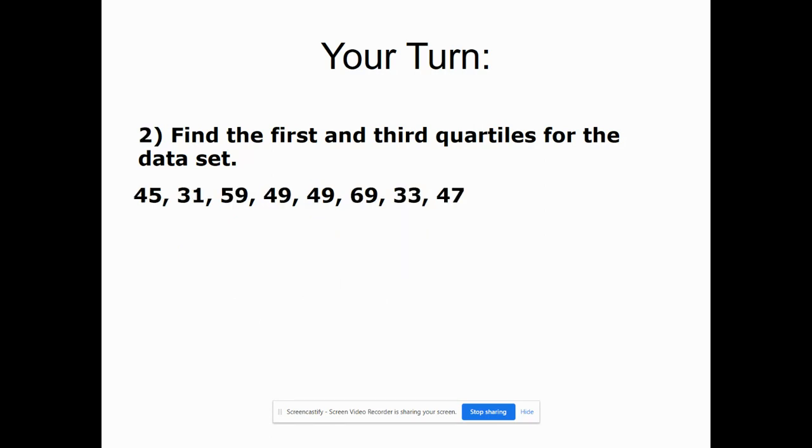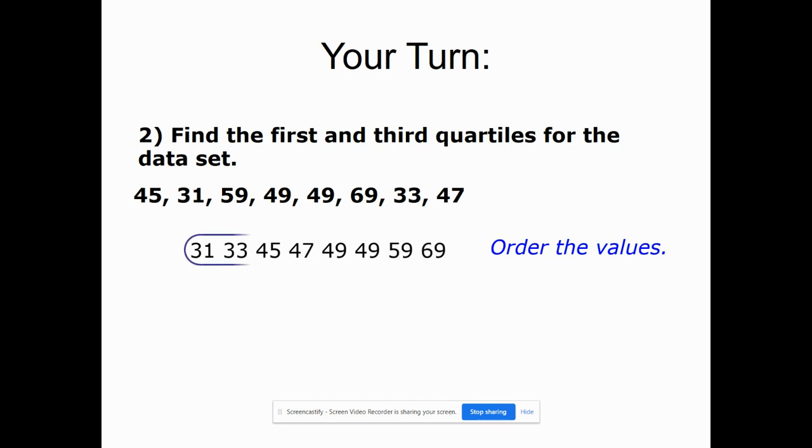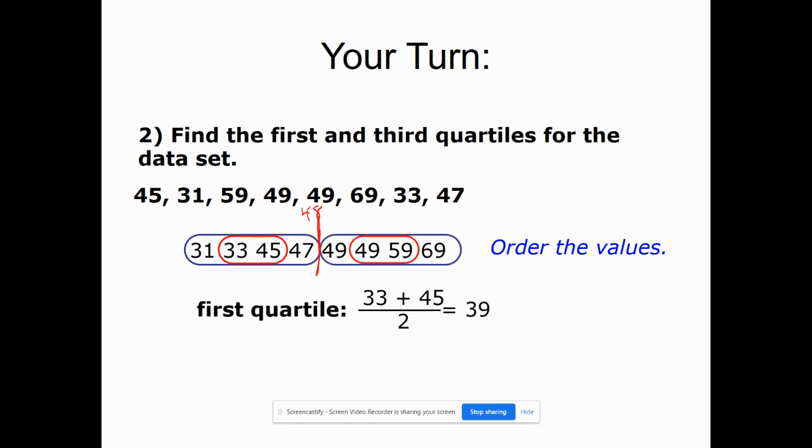For number 2, I order my data. I notice there is no middle number. So I'm going to add these two, divide by 2, and 48 is going to be my median. But for my first quartile, I have to add 33 and 45, divide by 2, and I get 39. And for my third quartile, I'm going to add 49 and 59, divide by 2, and get 54.